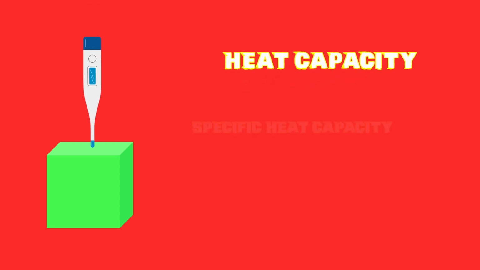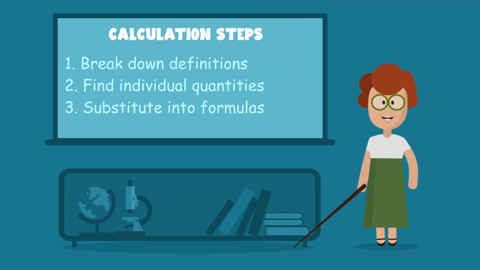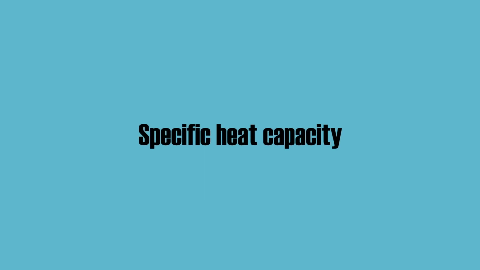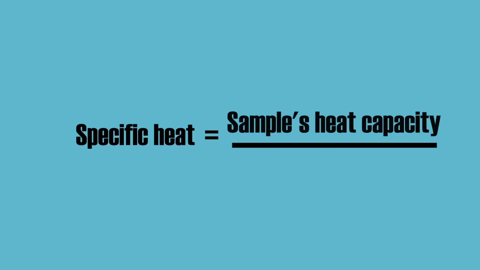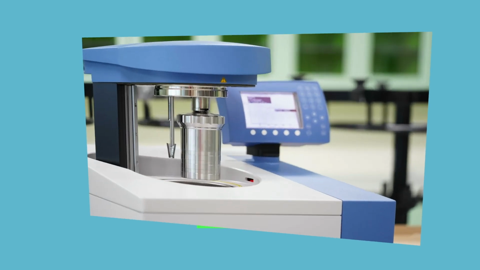Determining a substance's heat capacity and subsequently its specific heat and molar heat capacity is not rocket science. The necessary values can be calculated by breaking down their definitions, finding individual quantities, and substituting them in their respective places in the formulas. Specific heat capacity or specific heat can easily be found by dividing a sample's heat capacity by its mass. Another method for determining the specific heat of a substance is by using a calorimeter.